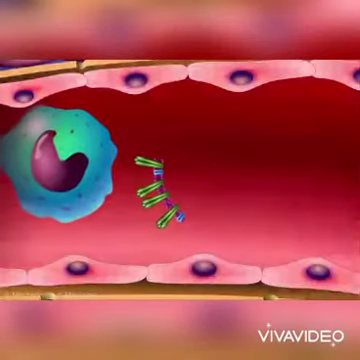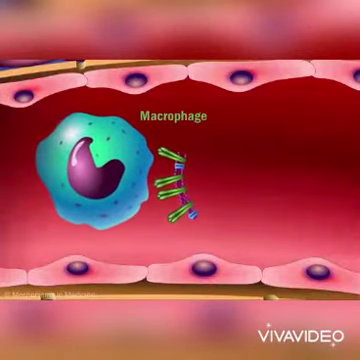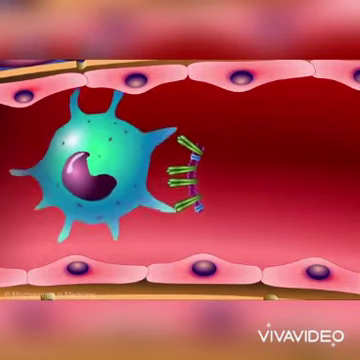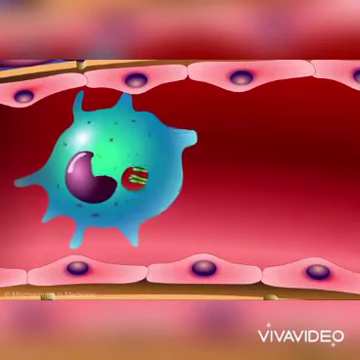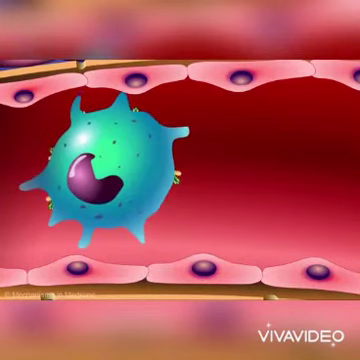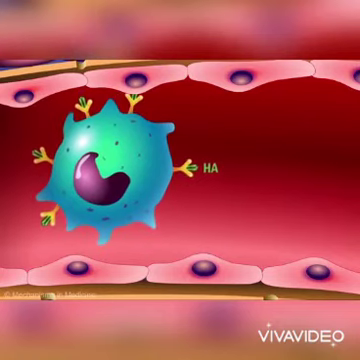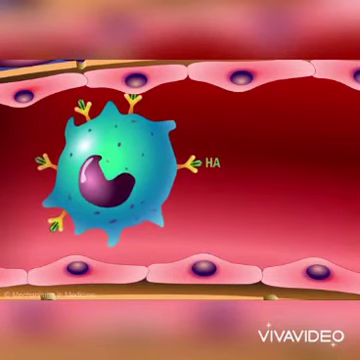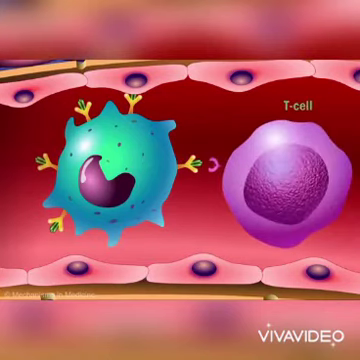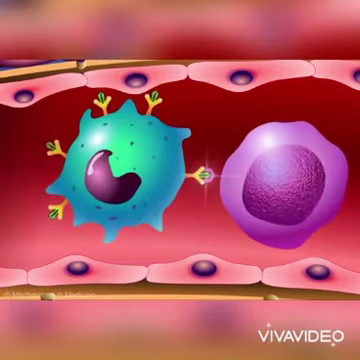A major mechanism of action involves macrophage phagocytosis of hemagglutinin, breaking it into smaller components. After ingestion, macrophages display the hemagglutinin antigen on their surface in combination with a specific receptor known as the major histocompatibility complex or MHC. T cells are now able to recognize and bind foreign antigens that are associated with the MHC.